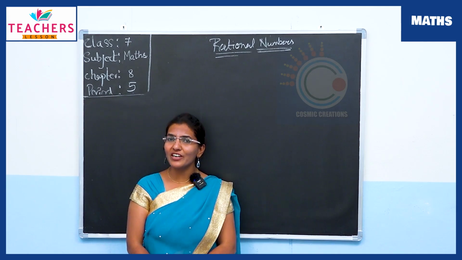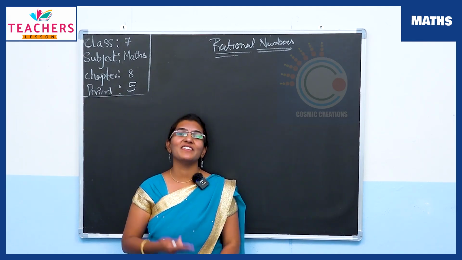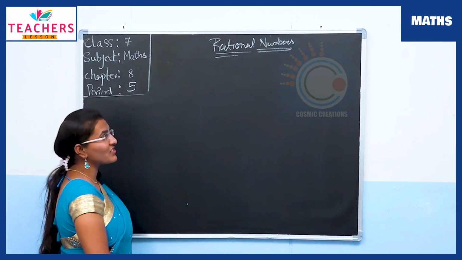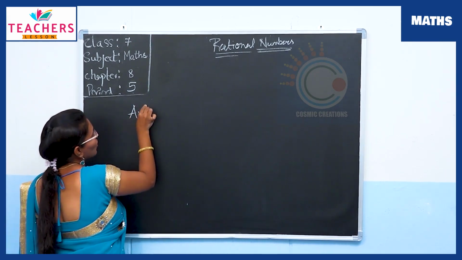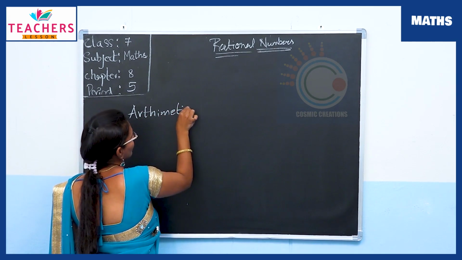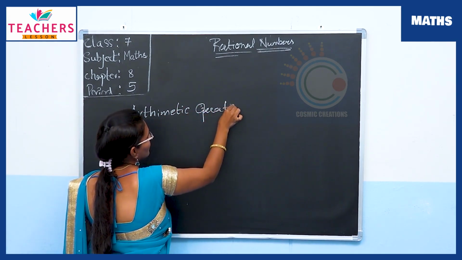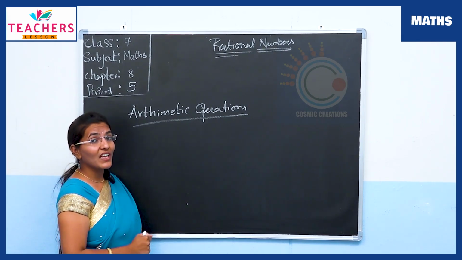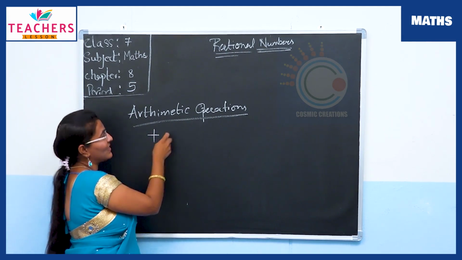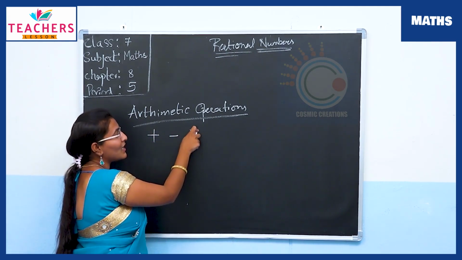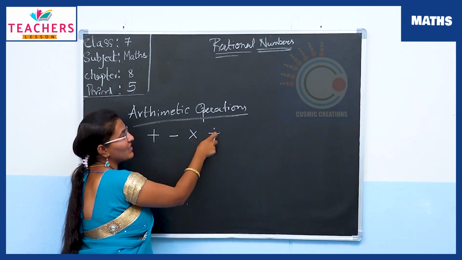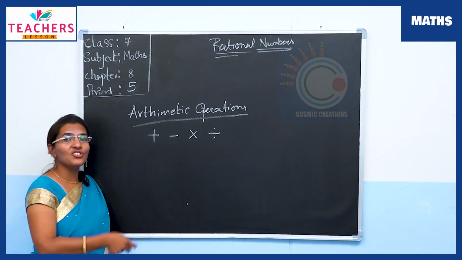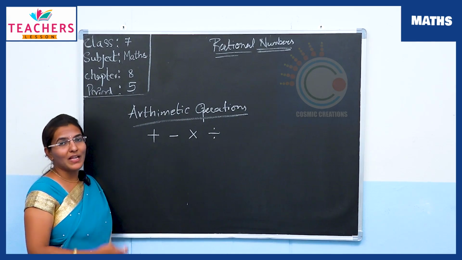Have you ever heard about operations in mathematics? It deals with all the operations, isn't it? So what are the arithmetic operations we have? Generally, we deal with four arithmetic operations. What are they? Addition, that is plus; subtraction, minus; multiplication, into; and division. These are the four basic arithmetic operations that we carry forward in the whole of mathematics.